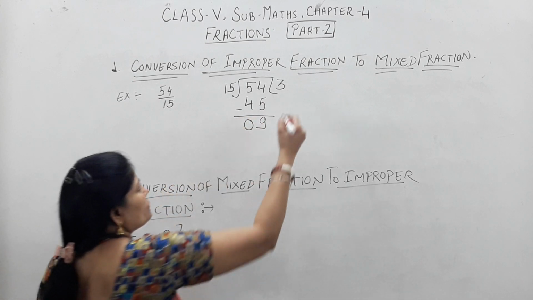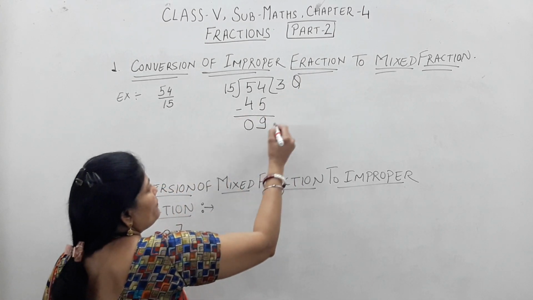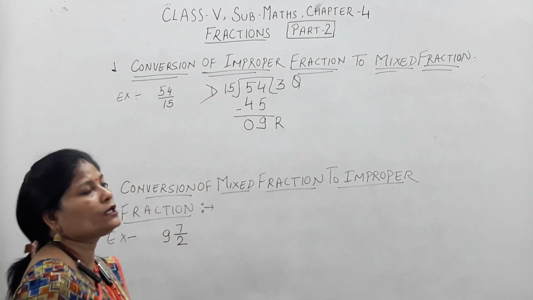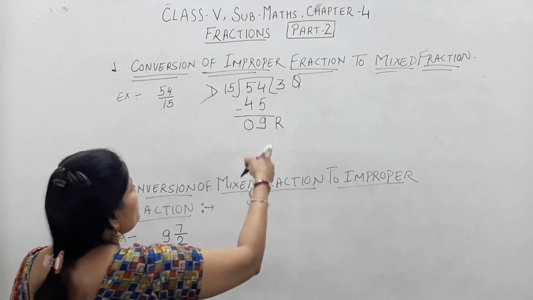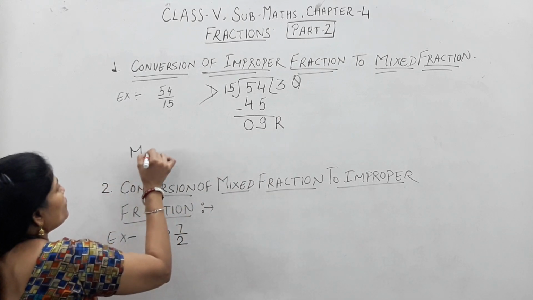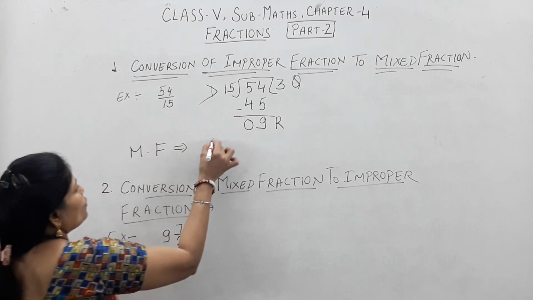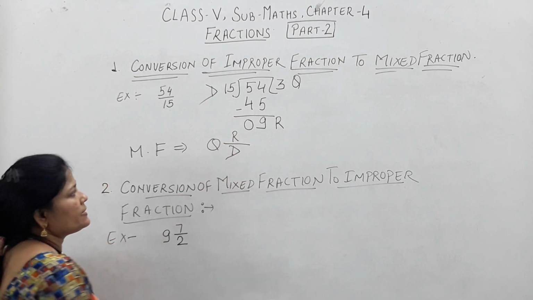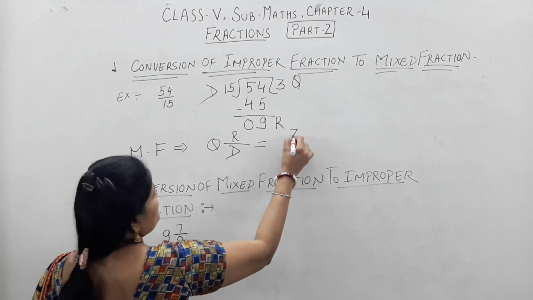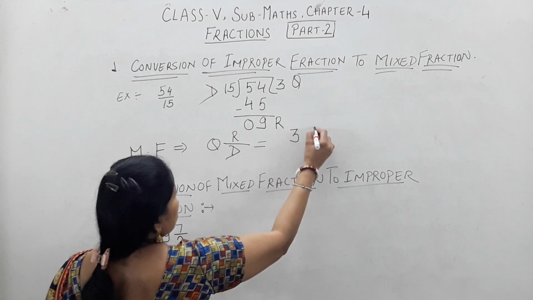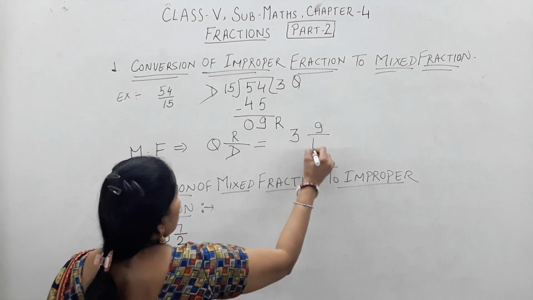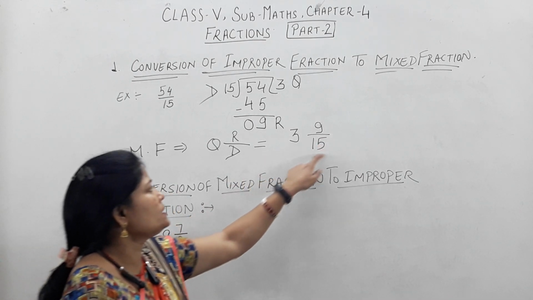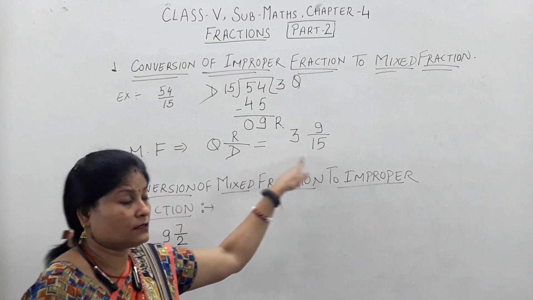This is my quotient. We will write down here Q, quotient, and remainder. This is called the remainder. This is called the divisor or denominator. So what is the formula for mixed fraction? Quotient, remainder upon denominator or divisor. So put the values: quotient is 3, remainder is 9, and denominator or divisor is 15. In this manner we can say that this is a mixed fraction.